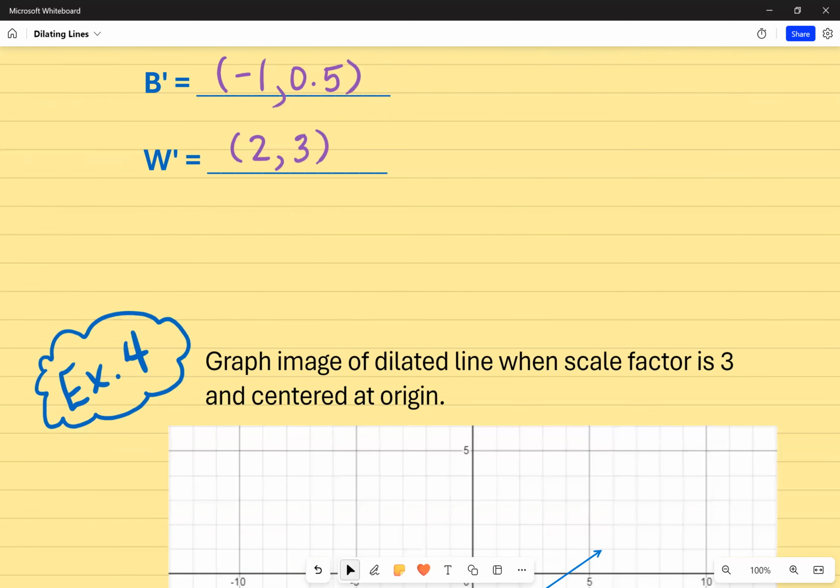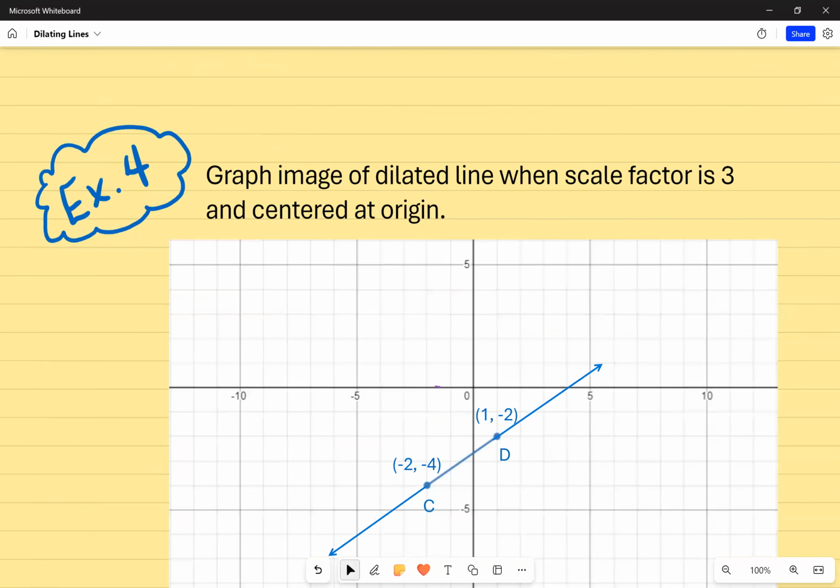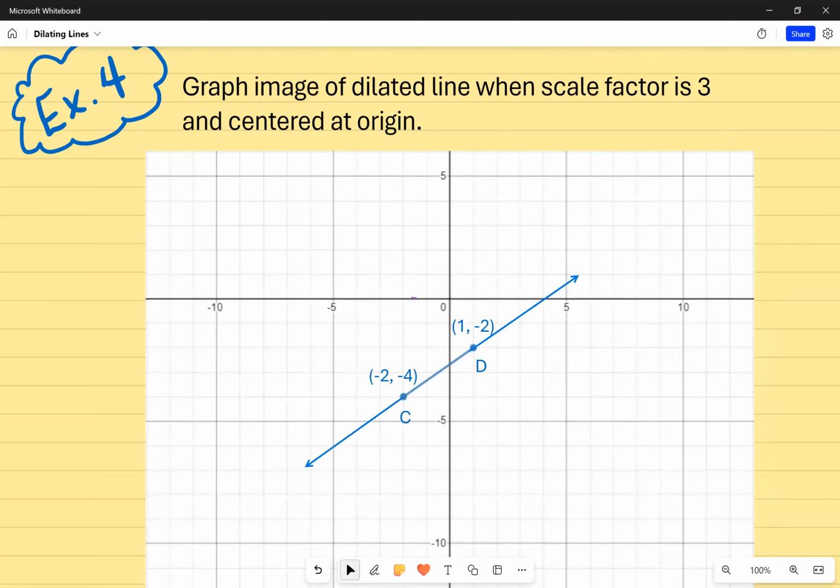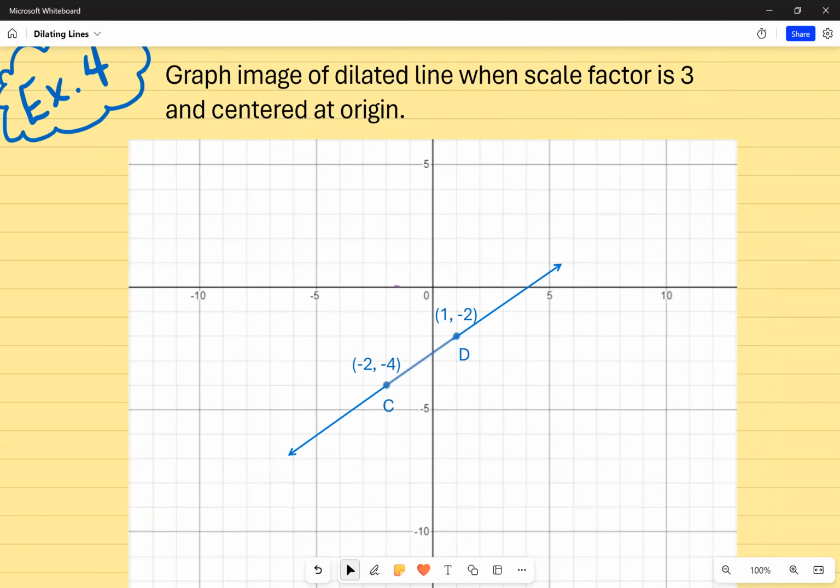And now the last example is asking us to graph an image of the dilated line when the scale factor is 3 and is centered at the origin. So I'm going to show you 2 ways. The first way is if I go to my center, which is the origin, and then I just count to the points that are given. If the points aren't given, you just find whatever points you want. So I know that on this one, I had to go over 1 and down 2. So that's 1 scale factor. I need to go 3 scale factors.